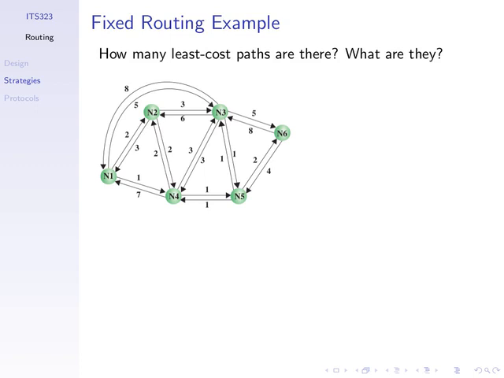So what node 1 will do is look at the source and destination and look at this data stored at node 1. It needs to find the path from node 1 to node 6.